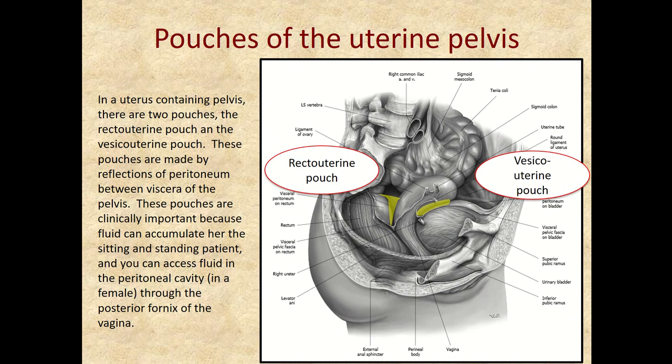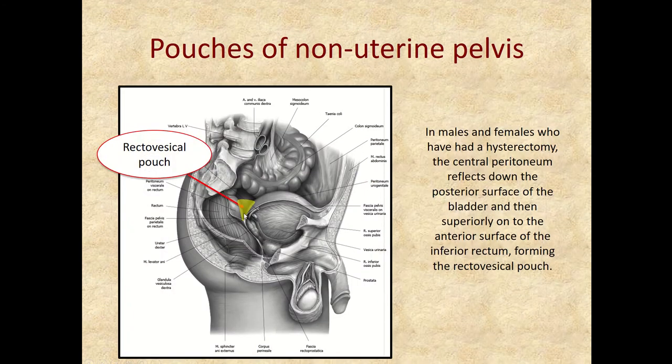So the draping of the peritoneum makes what's called pouches. Clinically, there are two in a uterus-containing pelvis. There's a rectouterine pouch between the uterus and the rectum, and there is a vesicouterine pouch between the bladder and the uterus. Both of these can accumulate fluid at times when you have accumulation of fluid inside the pelvis or inside the peritoneal cavity. In a non-uterine pelvis, there's only one pouch, and that's the rectovesical pouch that will be between the bladder and the rectum.